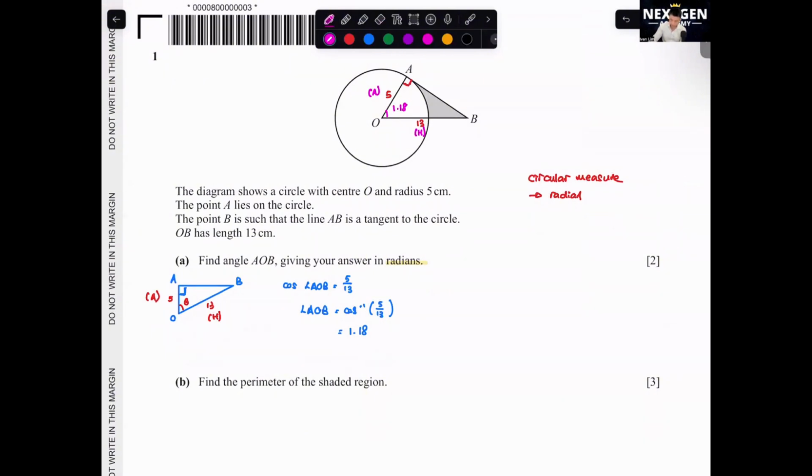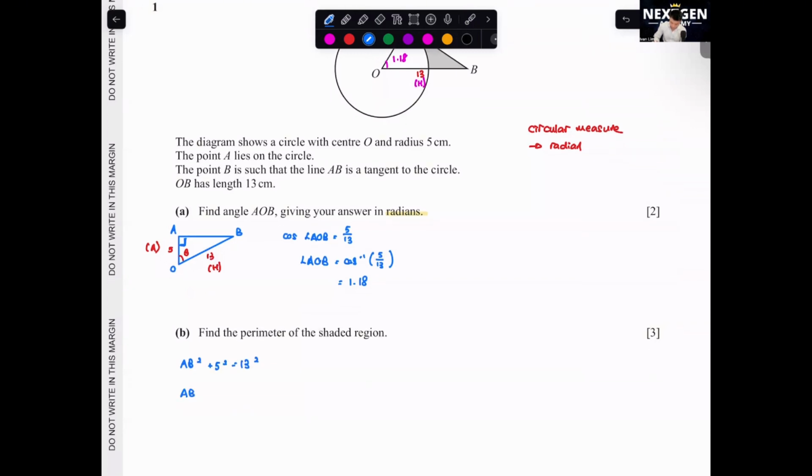Next one. Find the perimeter of the shaded region. The perimeter of the shaded region is made out of the length of AB and also this arc over here. How do we find the length of AB first? We got 5, we got 13. So to find AB, we are going to use our good friend Pythagoras theorem. So AB squared plus 5 squared is equal to 13 squared. AB squared is equal to 13 squared minus 5 squared.